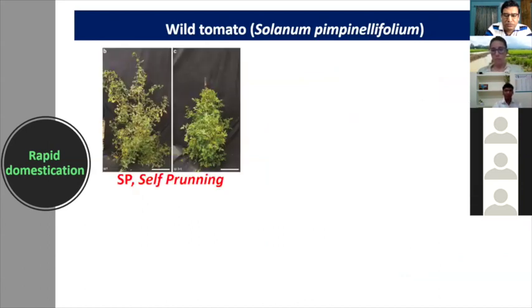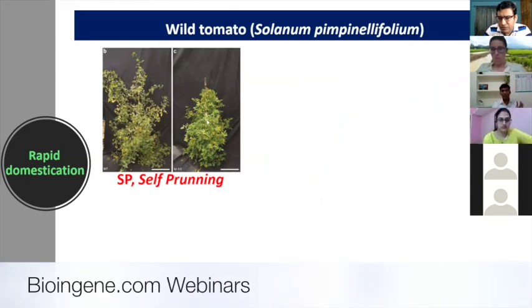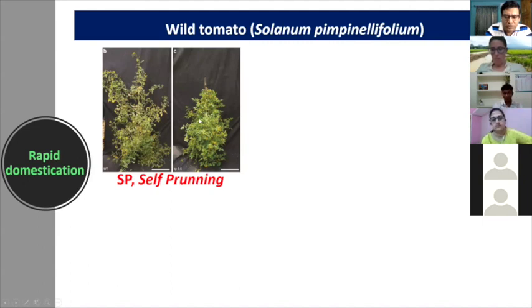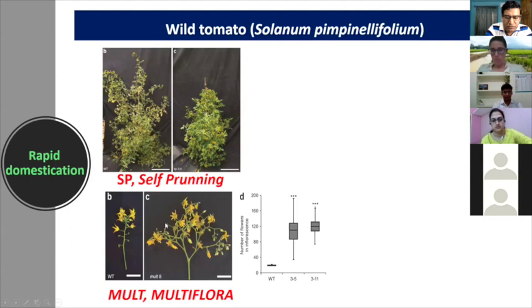domesticated crops. So if you see, this is the wild type, Solanum pimpinellifolium, and it is growing bushy and taking a lot of space. But when they mutated the ASP gene, a gene responsible for domestication, they got a compact plant, you know. And this is a nice picture from that same paper, this is the wild type one, that inflorescence.